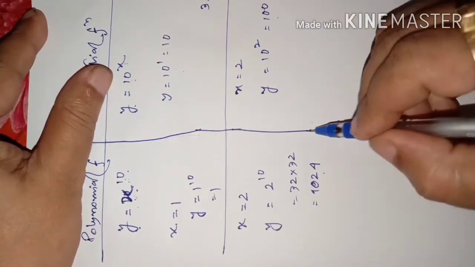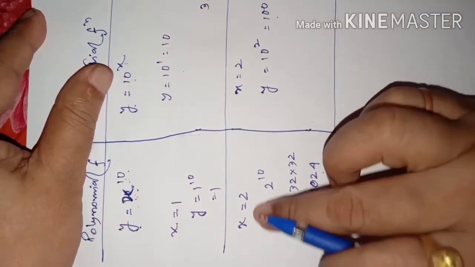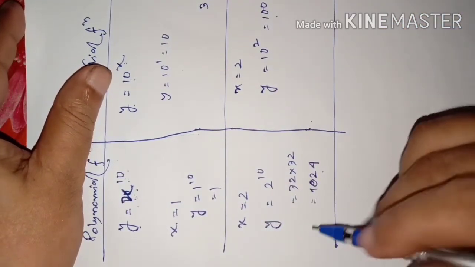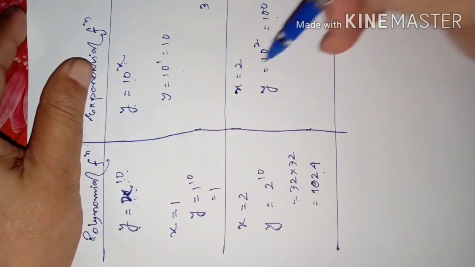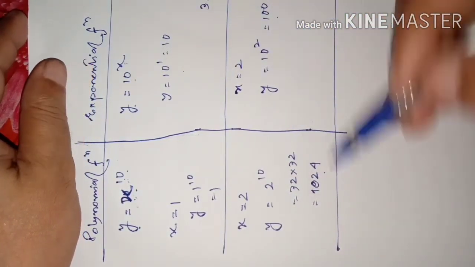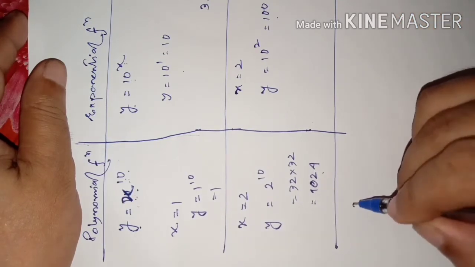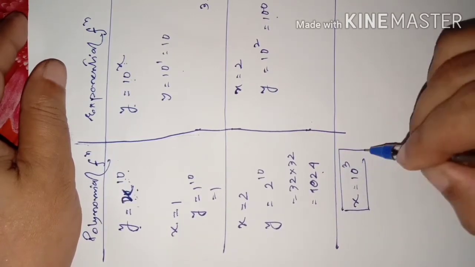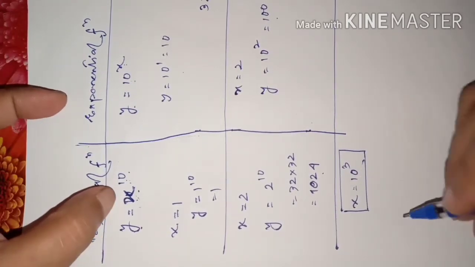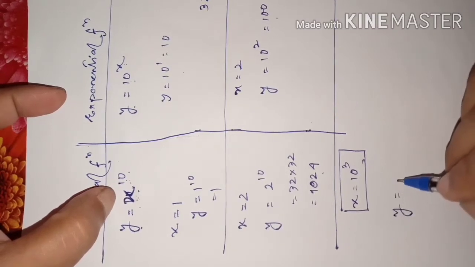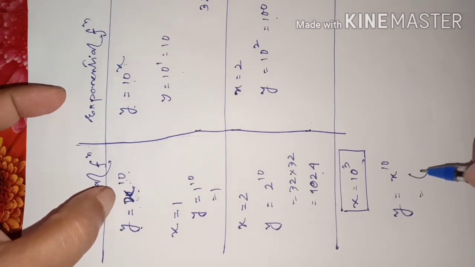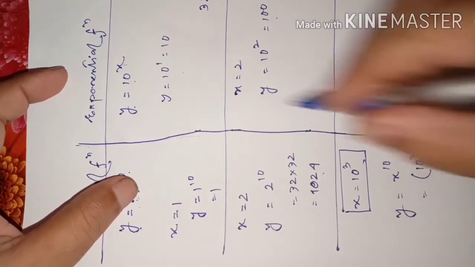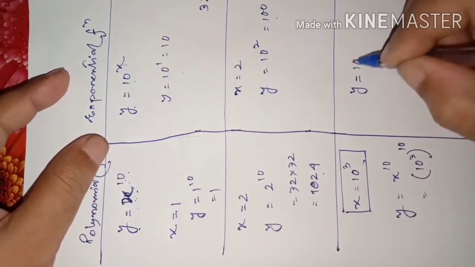But you see, if you go on increasing the value of x, after a certain value of x, you will see that this is growing faster than this one. Just you see, suppose we take x equal to 10 to the power of 3. Then this function will be like this. y will be equal to, it is actually x to the power of 10. Since x is 10 to the power of 3, it will be 10 to the power of 3 whole to the power of 10. And this function will be y is equal to 10 to the power of x.